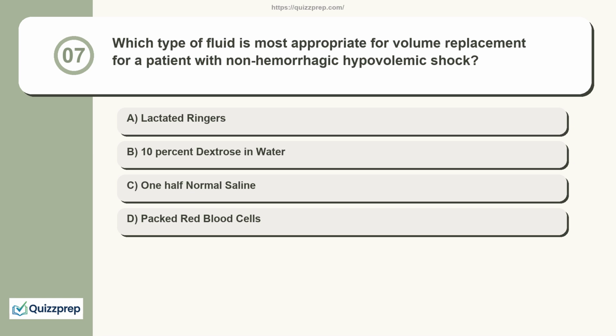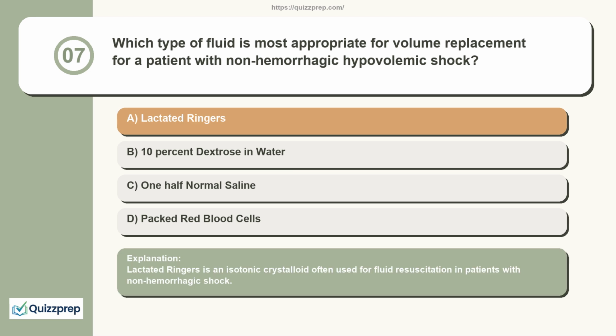Question 7. Which type of fluid is most appropriate for volume replacement for a patient with non-hemorrhagic hypovolemic shock? Lactated Ringer's, 10% dextrose in water, 1/2 normal saline, packed red blood cells. Lactated Ringer's is an isotonic crystalloid often used for fluid resuscitation in patients with non-hemorrhagic shock.